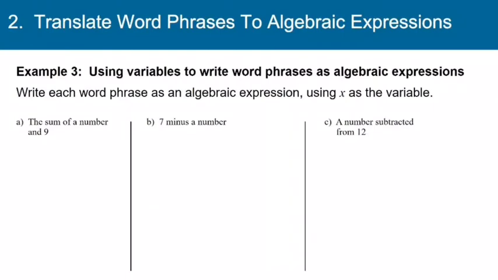Okay, now we're ready to move on to our second objective, which is translating word phrases to algebraic expressions. This is very common sense. You'll read the phrase and you'll think about what it means, and then you'll write it down in math notation. It's not difficult, but it is an important skill, so let's just practice.